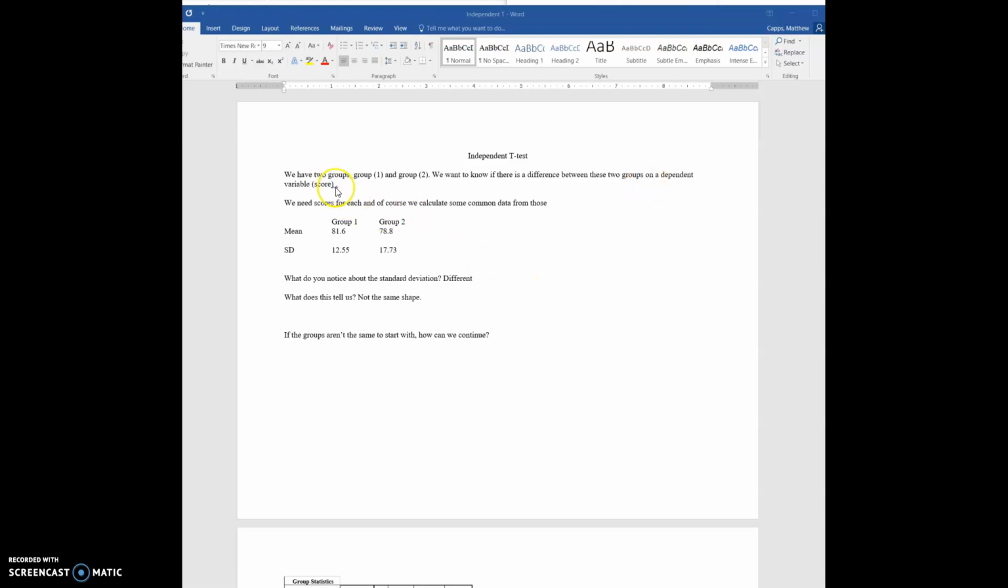Here's an example of a t-test. Remember, t-tests are used for comparing two groups. So we're going to assume in this situation we have group 1 and group 2, and we want to know if there's a difference between these two groups on some dependent variable, like test scores for third grade math. So we need scores for each, and of course we calculate some data from those.